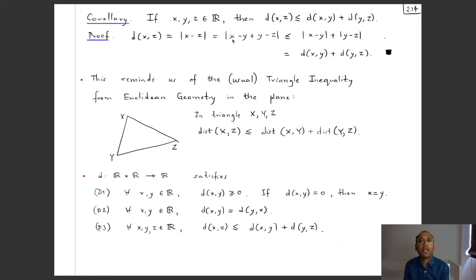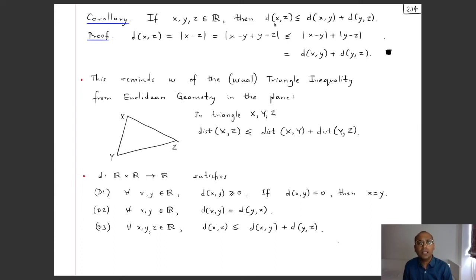So I'll have x minus y plus y, so y minus z. This minus y plus y is really 0, so I've not done anything to this one. Nothing has happened. But now I think of this as a real number a, and this as a real number b. So this is of course less than or equal to the mod of the first real number, x minus y, plus the mod of the second real number, which is y minus z, by the triangle inequality. And this is nothing but, by definition, the distance between x and y, and this is the distance between y and z. So we have got our inequality.